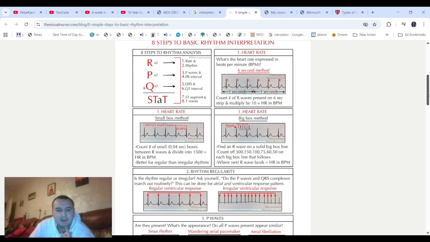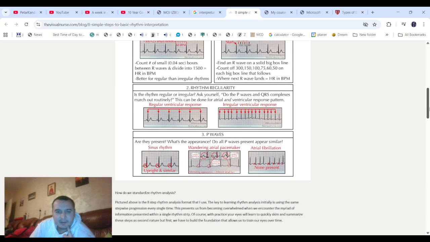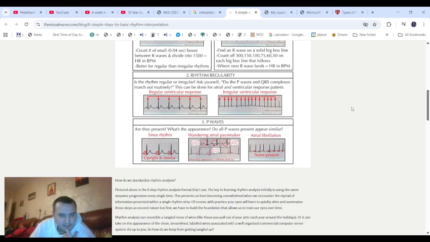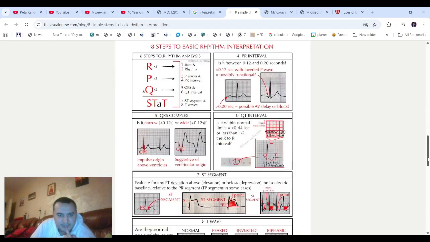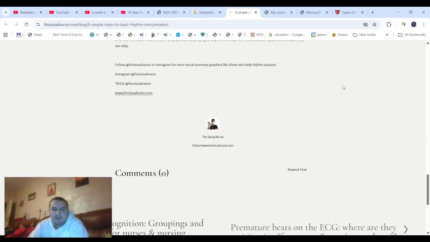QRST, heart rate, small box method, big box method, regular ventricular response, irregular ventricular response. So here they are identical, and here they don't show up regular like in a rhythm. Here we have sinus rhythm, wandering atrial pacemaker, atrial fibrillation. ST segments.